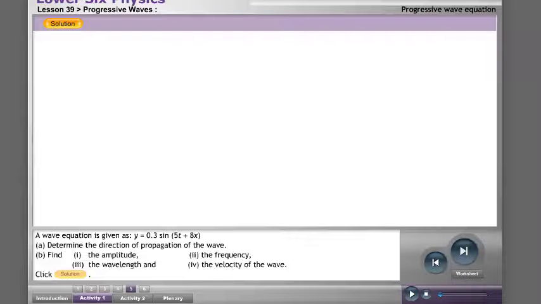A wave equation is given as y equals 0.3 times sine of 5t plus 8x. A. Determine the direction of propagation of the wave. B. Find 1. The amplitude, 2. The frequency, 3. The wavelength, and 4. The velocity of the wave. Click Solution.